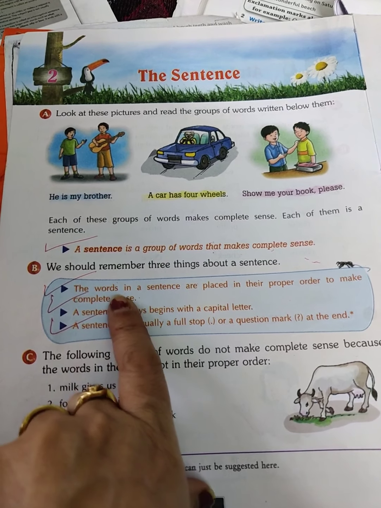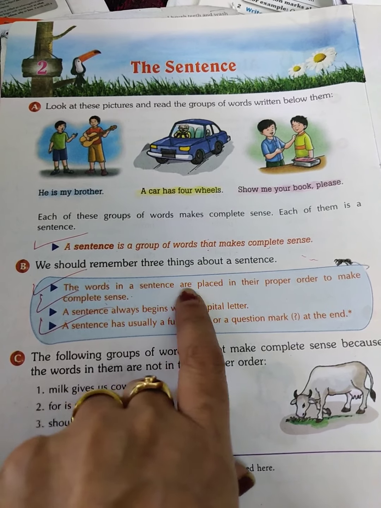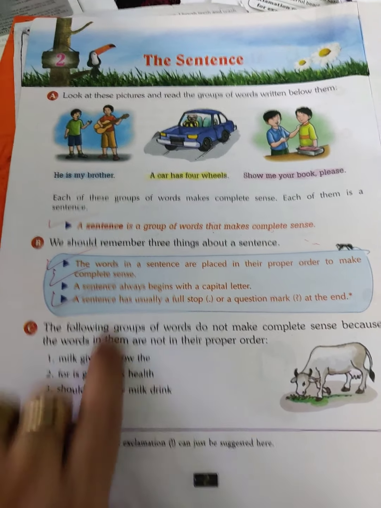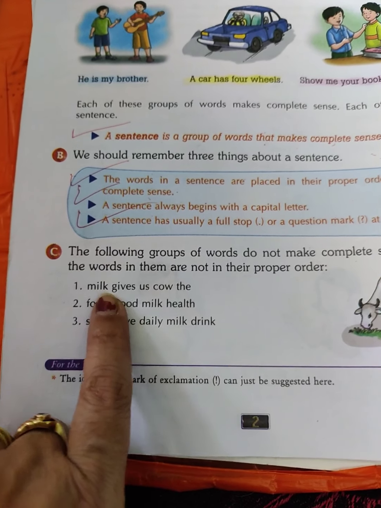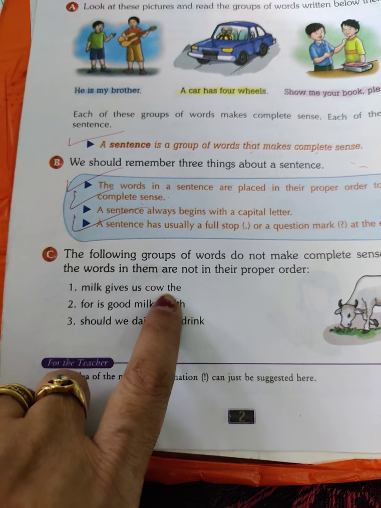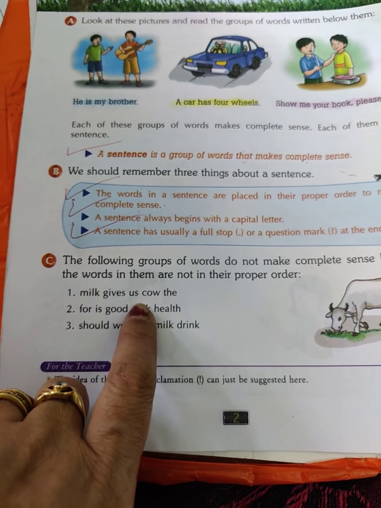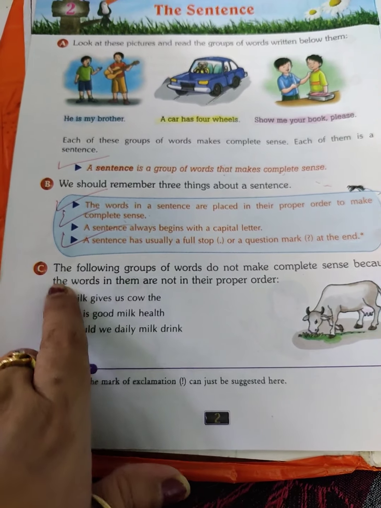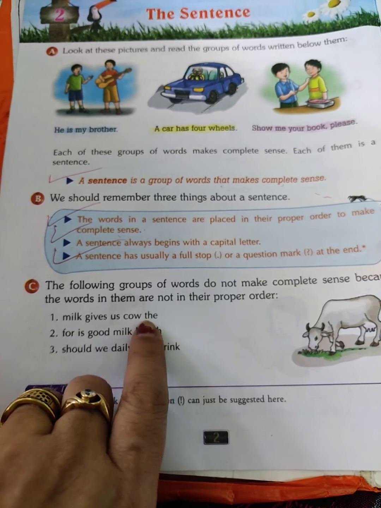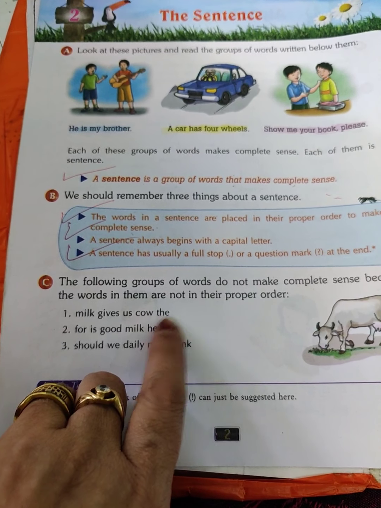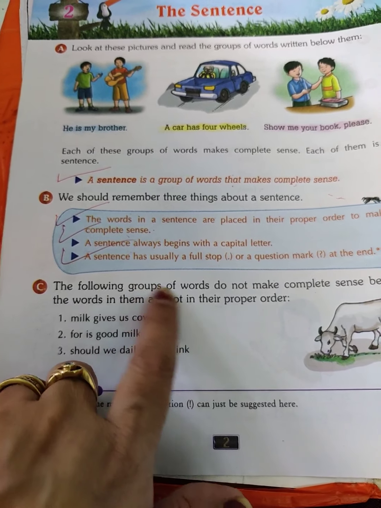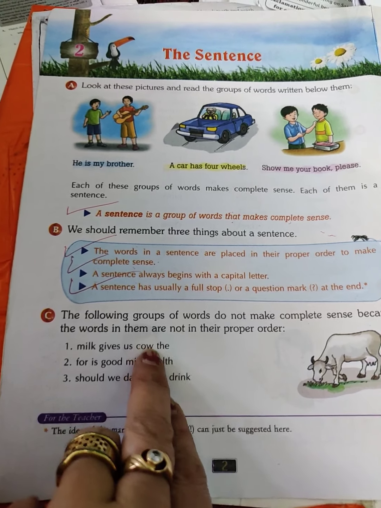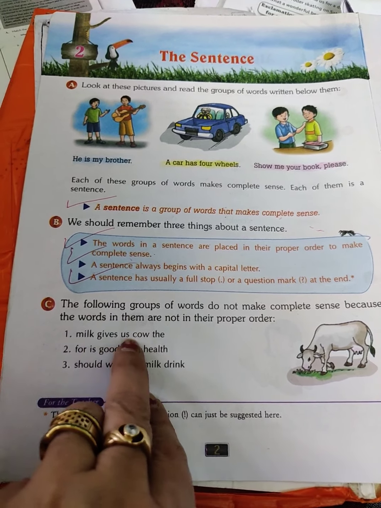Now the first thing you need to know is that the words of a sentence should be placed in a proper order to make complete sense. For example, if I take this sentence, "milk gives us cow the," is this making complete sense? No, it doesn't make sense. So we need to rearrange the words to construct a good sentence. To make it meaningful, we are going to rearrange these words and form a complete sentence.